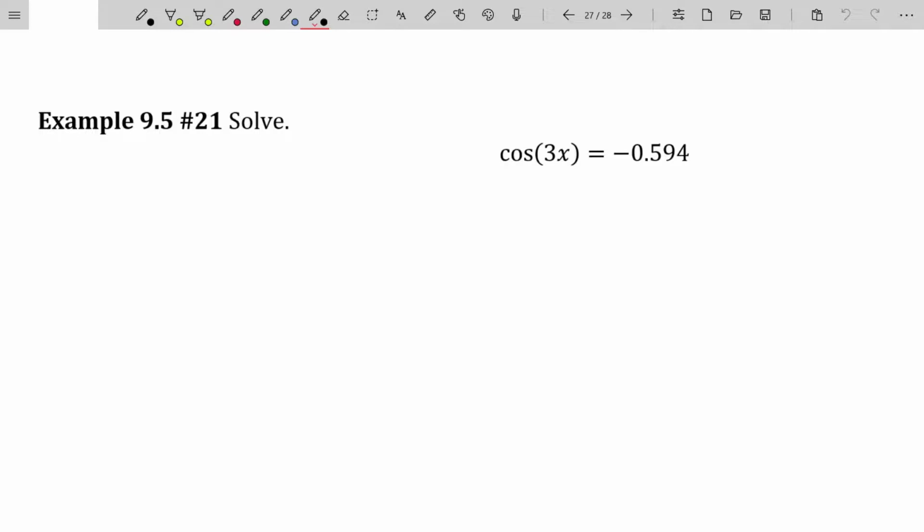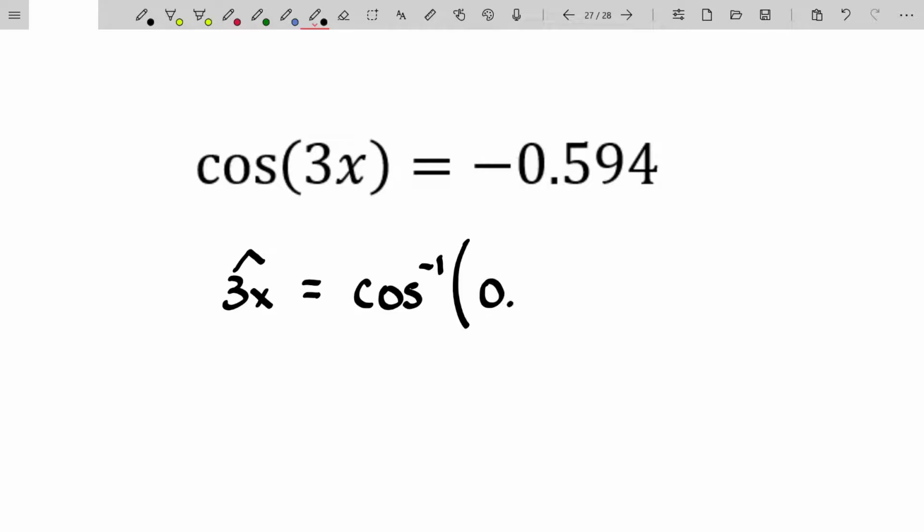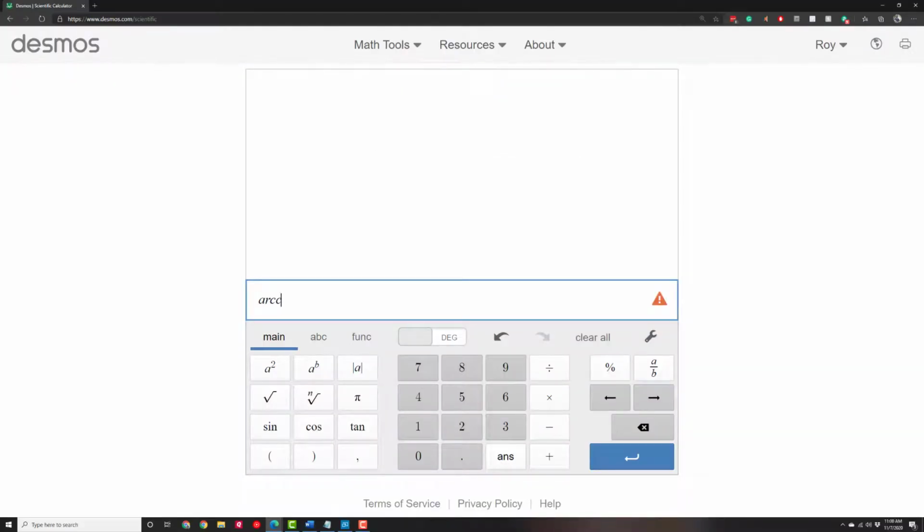If you have the propensity, the likelihood of not removing that negative when you find the reference angle, you'll be very surprised at what the cosine inverse returns. In reality, our reference angle, 3x hat, should be the cosine inverse of the positive 0.594. If you want to ignore everything I say and just grab a calculator and plug in cosine inverse of negative 0.594, you will get arc cos of negative 0.594.